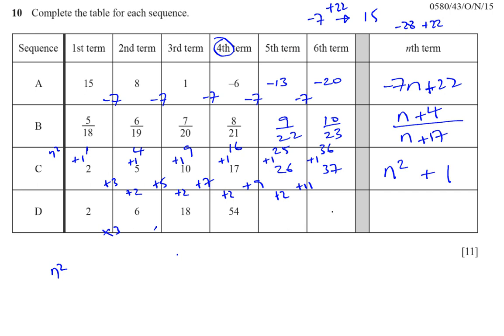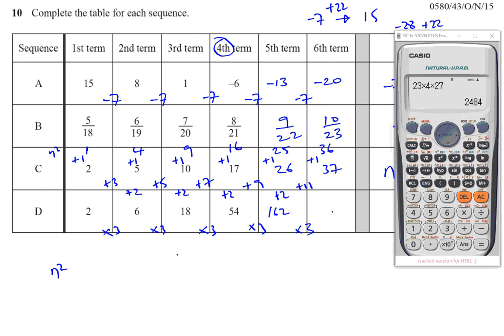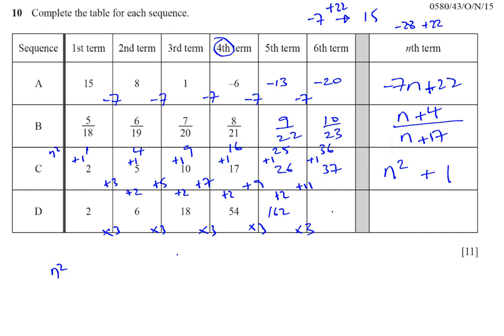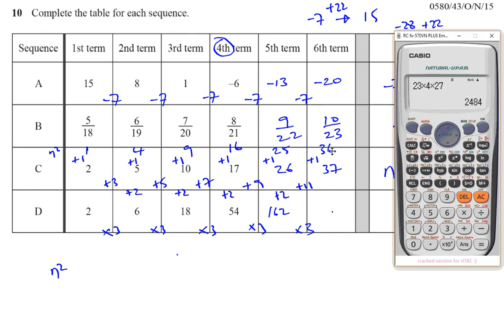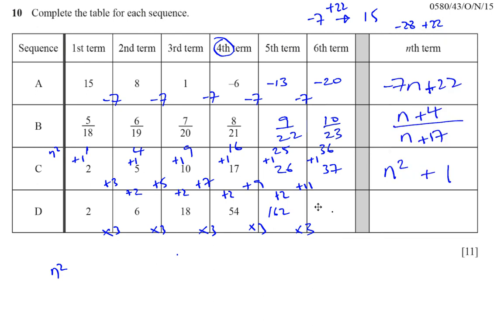So the next term after that is going to be 54 times 3, which is 162. Then you have 162 times 3, which will give you, let's just use a calculator for that. 162 times 3 gives you 486. So that is the sixth term, 486.